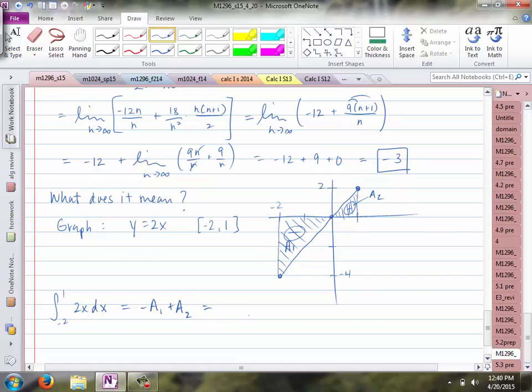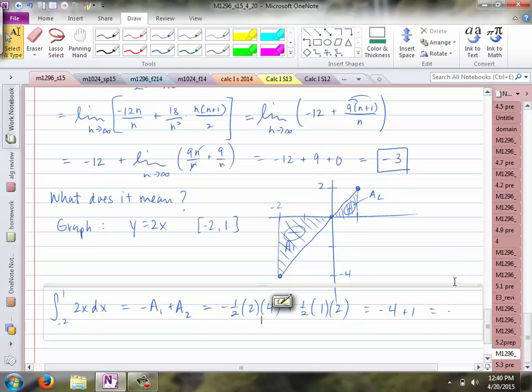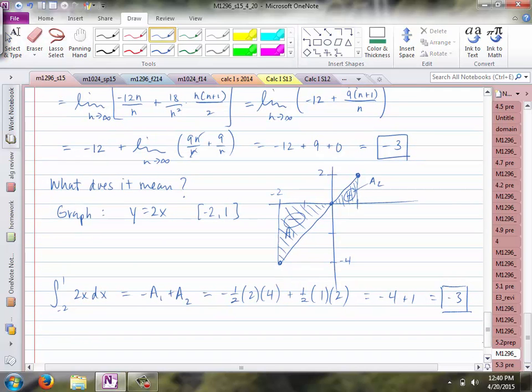You have a problem kind of like this on the homework, which I'm sure you don't care about right now, but hopefully you will eventually. It's 1/2 base times height, so the one labeled A1 is going to be 1/2 times 2 times 4. The one labeled A2 is just 1/2 times 1 times 2. So negative 4 plus 1 is negative 3. I didn't directly answer that question, but that's what I was trying to get at. This is what it means. I drew a picture, and I could find it this different way. It's just the area of triangles in that region.